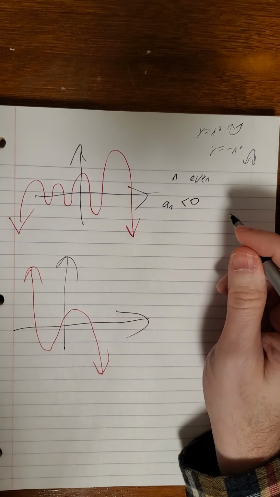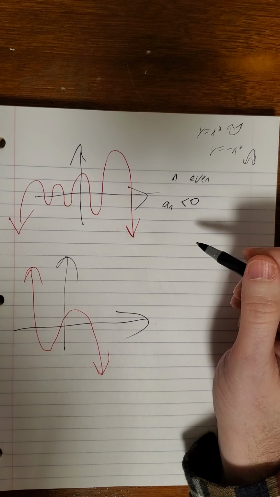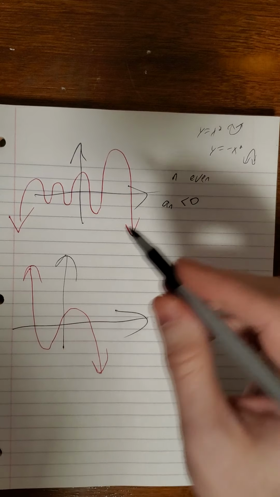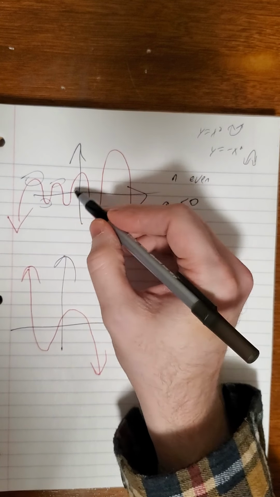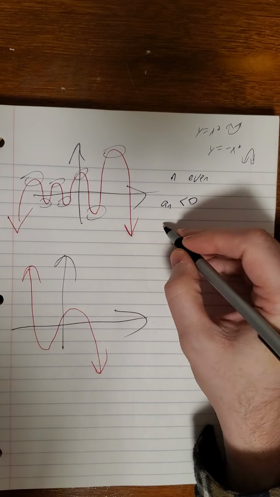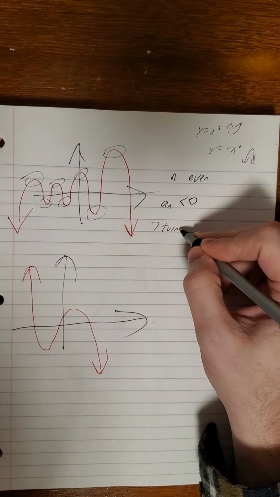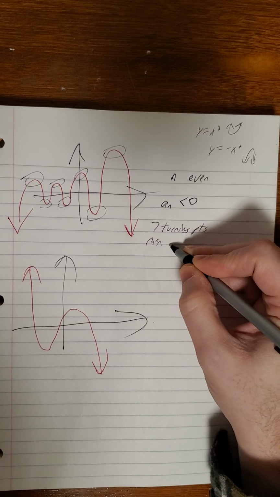Now we can identify how many turning points we have, and that'll give us some information on the minimum degree here. So turning points 1, 2, 3, 4, 5, 6, and 7. So 7 turning points. So our minimum degree is 8.